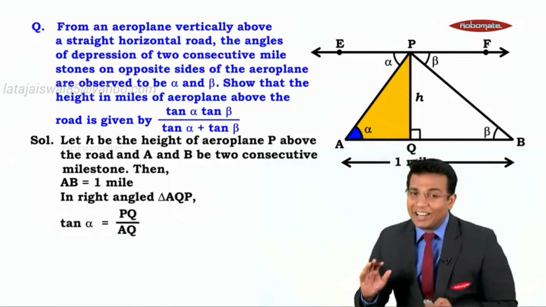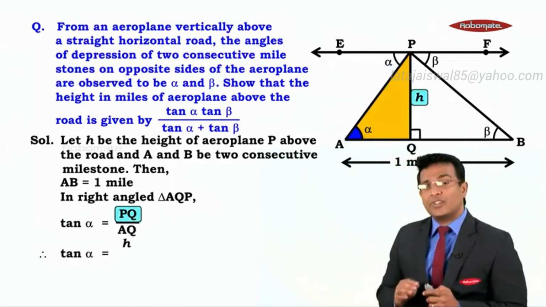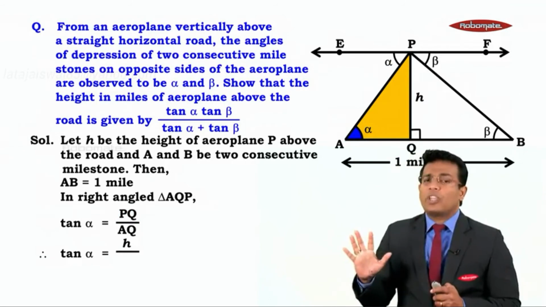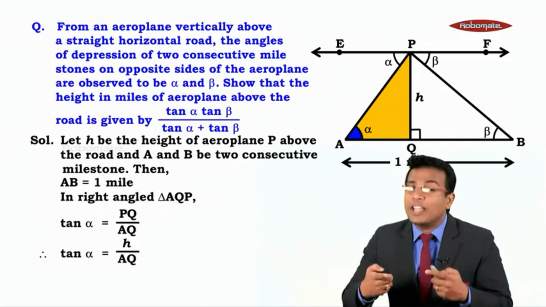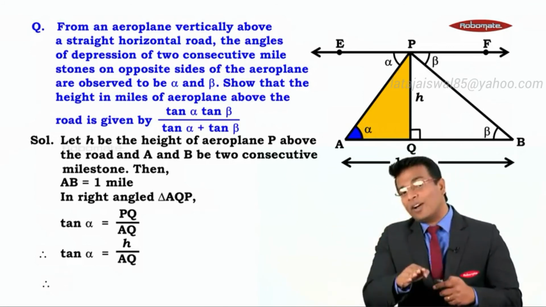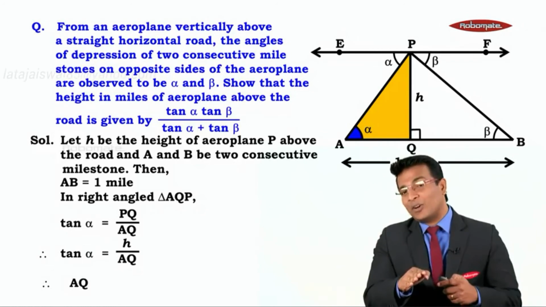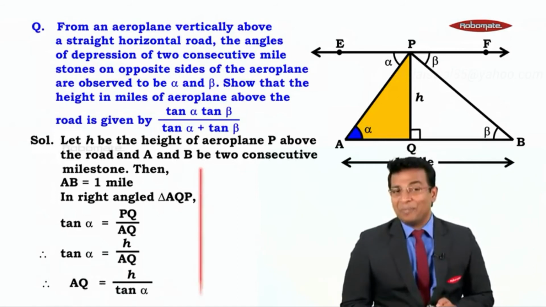So we write there tan alpha is equal to PQ, which we have taken as H. We write there H upon AQ. We don't know AQ, keep AQ as it is. So from this, I said we need to get the value of AQ. So we take that AQ onto the left hand side, and tan alpha comes to the right hand side on the denominator. So we have AQ is equal to H upon tan alpha. Wasn't that easy? Simple, right?